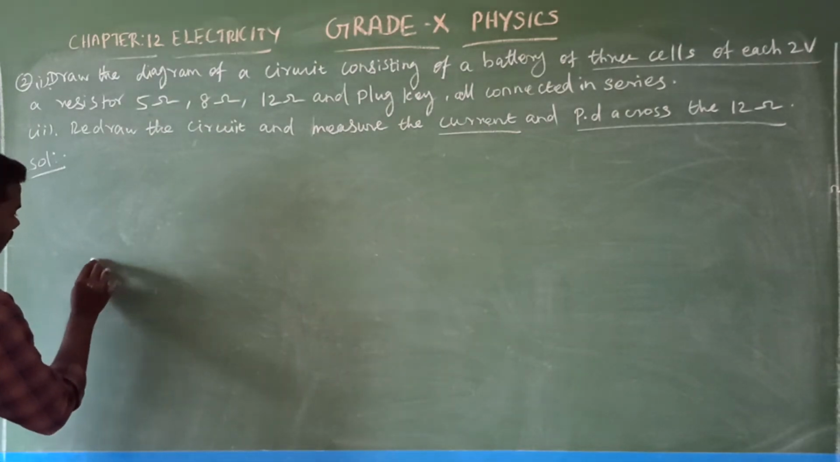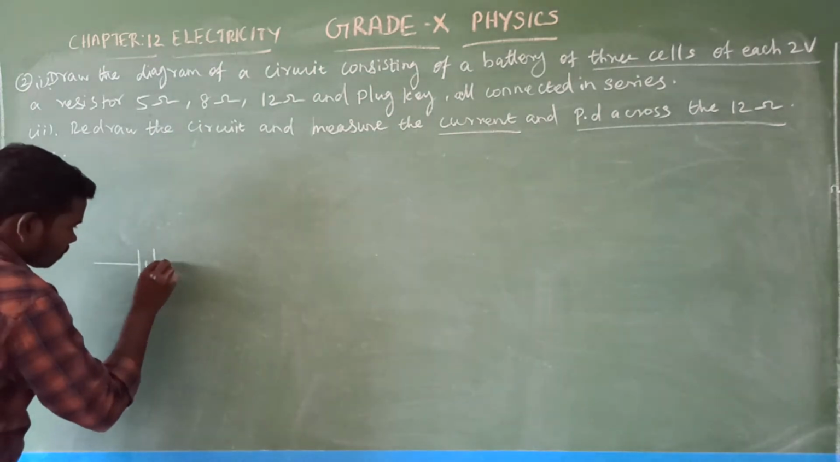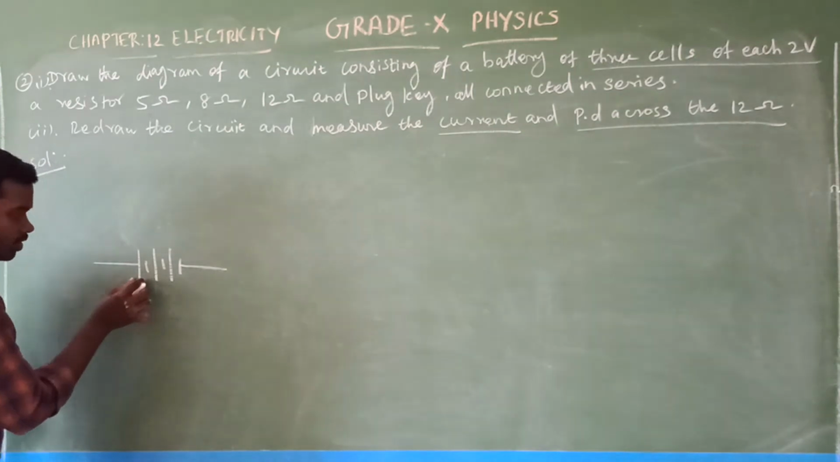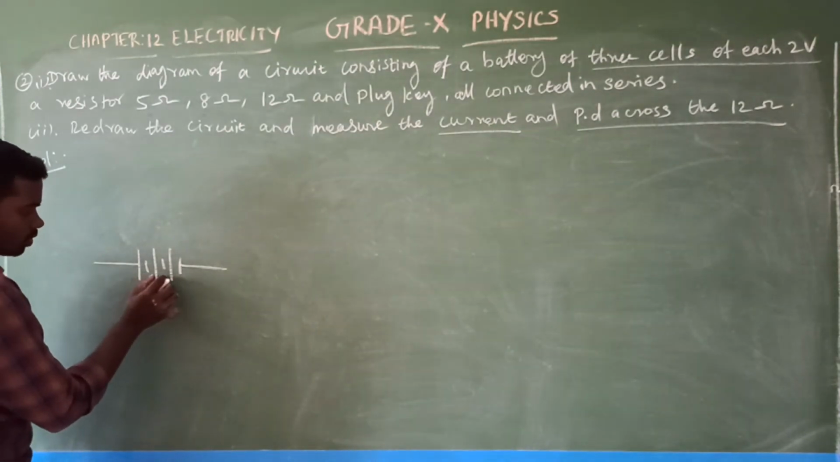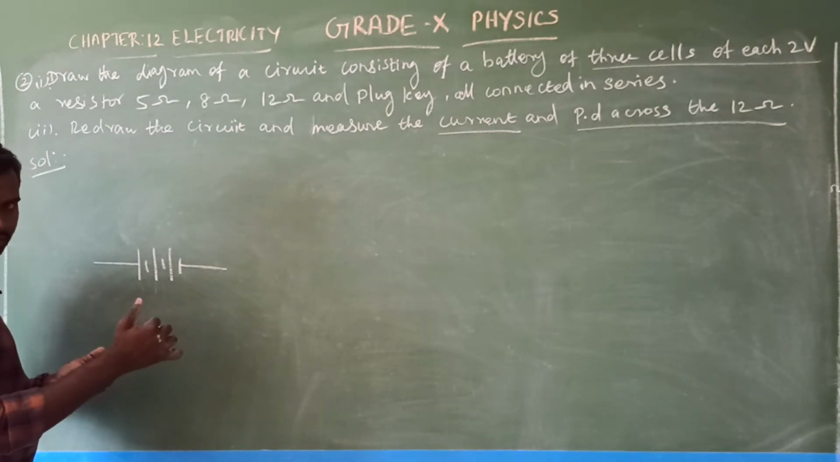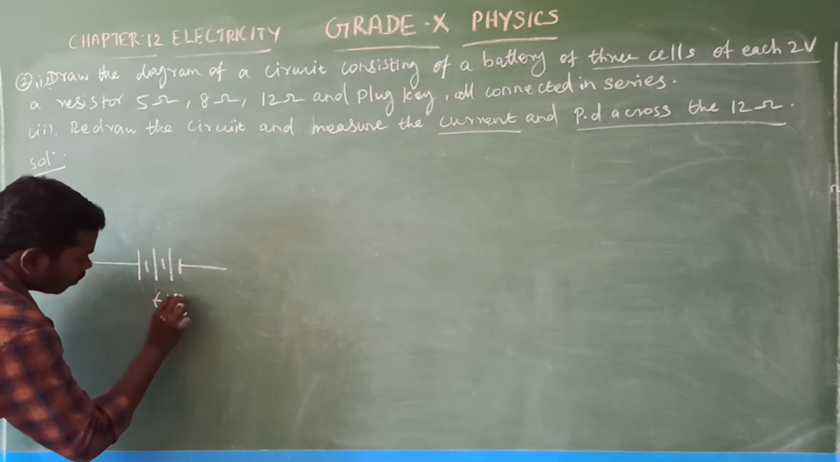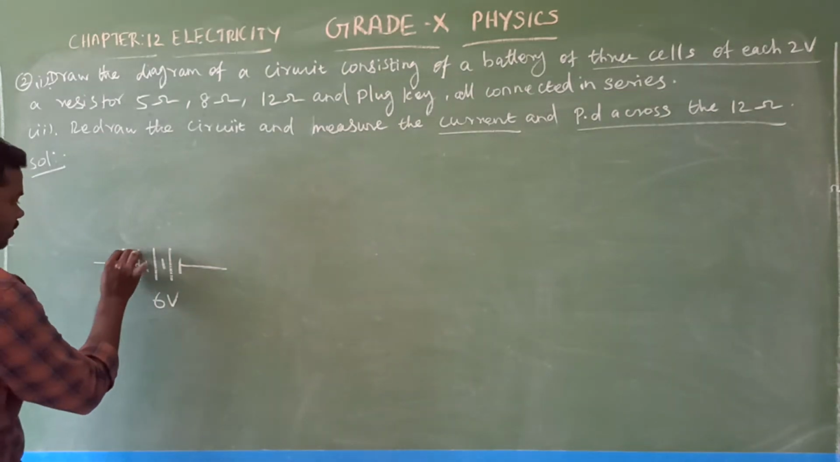First you make a battery. 3 cells are there, each one cell. This is one cell, that is one cell, that is one cell. Each cell value is 2 volt. So 3 cells are connected, 3 into 2 volt, that is equal to 6 volt. So the battery potential difference is 6 volt. Isn't it?